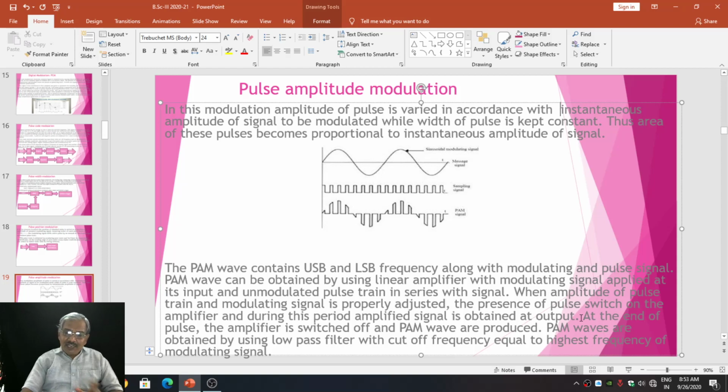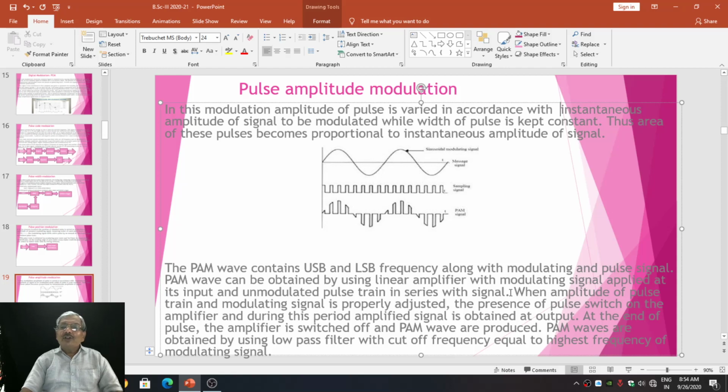Depending upon the width of that particular pulse, the transistor will be turned on and off. When the transistor is turned on, the amplified signal is made available at the output. And when the transistor is turned off, again the signal made available at the output will be stopped. So that is the process which is going to be performed here.